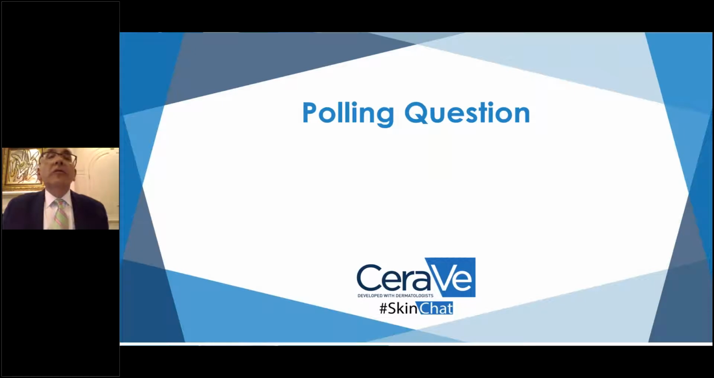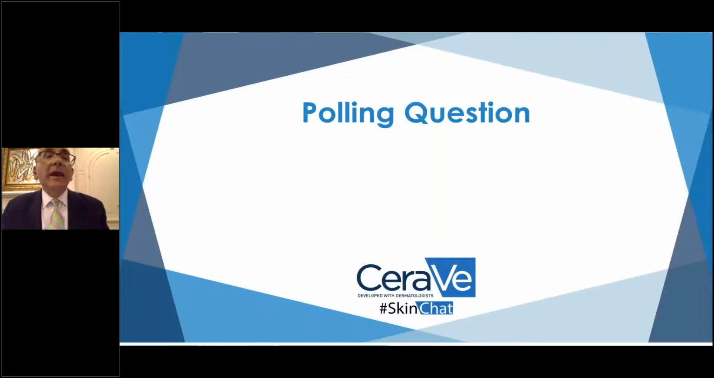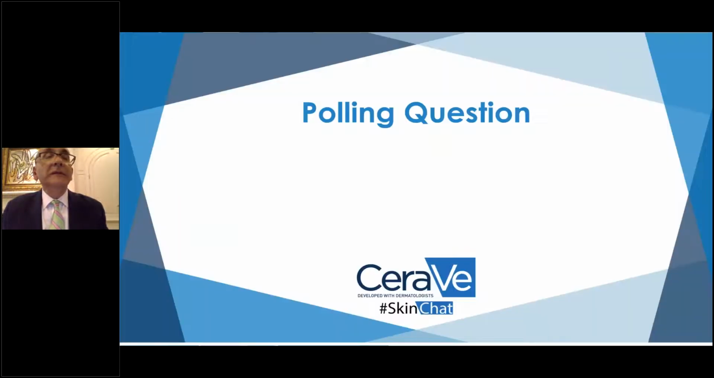Next slide, please. So before we do that, we're gonna take a polling question. And it's a reminder, let's see how many of us are gonna remember what is the physiological skin surface pH. Please select the answer. Okay, and the answers are, well, almost 65% of you guys knew that the physiological regular skin pH is acidic and 4 to 6.